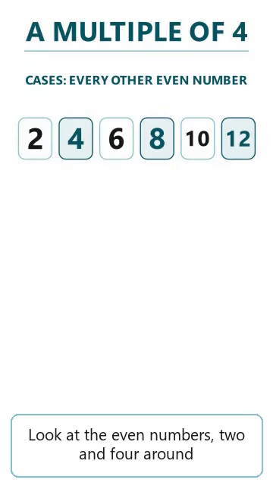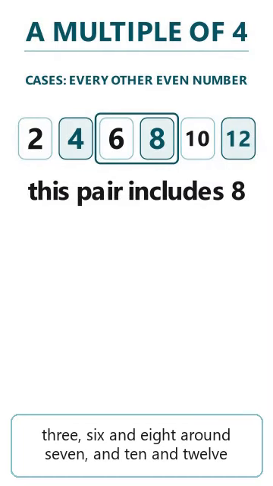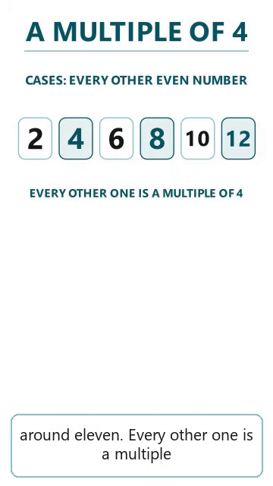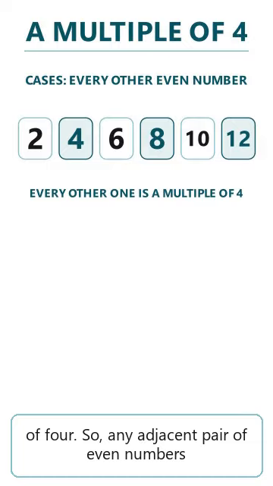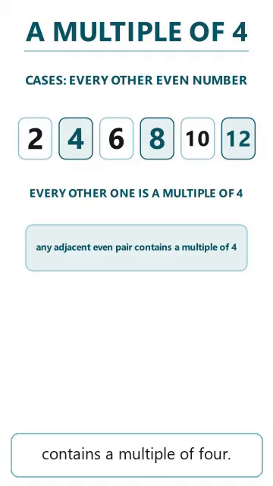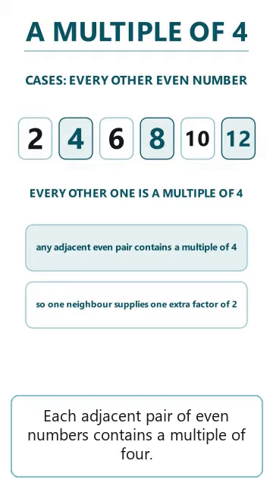Look at the even numbers. 2 and 4 around 3, 6 and 8 around 7, and 10 and 12 around 11. Every other one is a multiple of 4. So any adjacent pair of even numbers contains a multiple of 4. So this supplies us one more factor of 2 from the other two above.